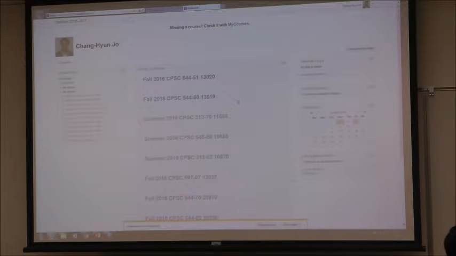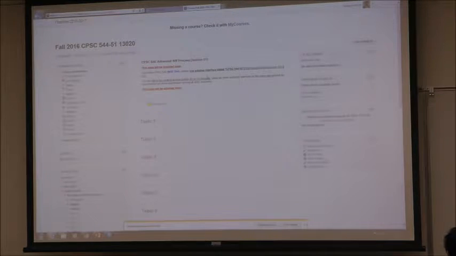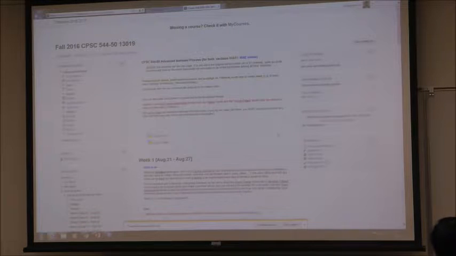In this class we also have two sections, but for convenience we will use section 50 only. So if you enrolled in section 51, you may see a message saying it will be disabled soon and to access section 50. Then you come back, click this 50, and you can join this class.